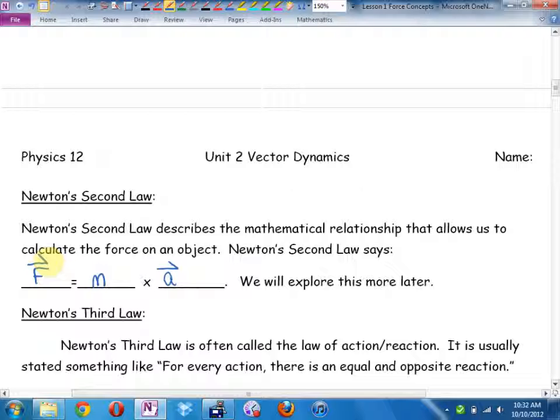Actually, Newton wasn't interested in force. He actually wrote the A by itself. He wrote it as A equals F over m. He was much more interested in acceleration, but we've gone to this one.